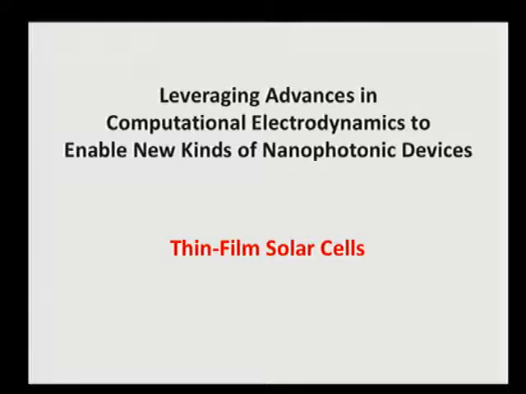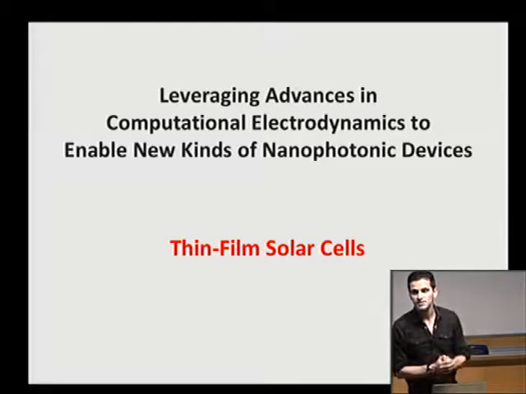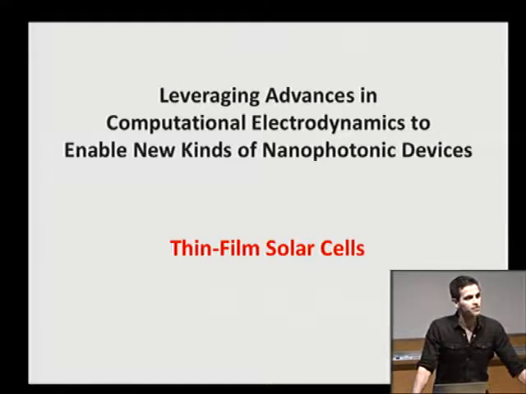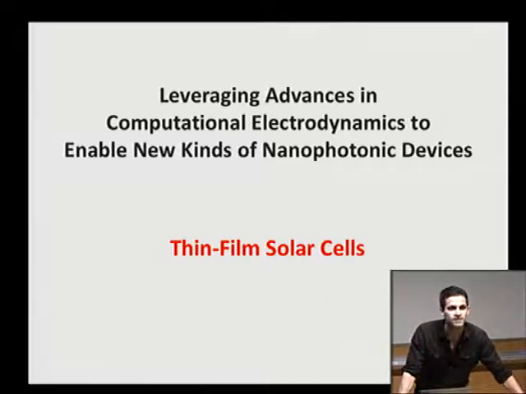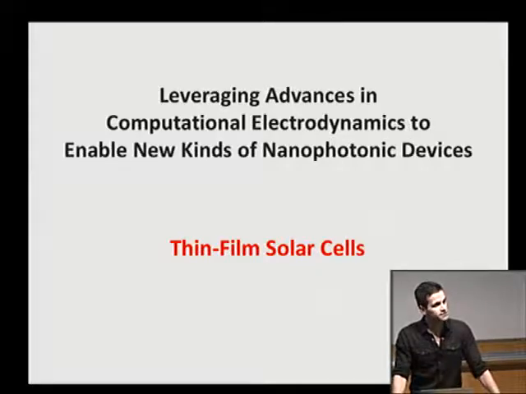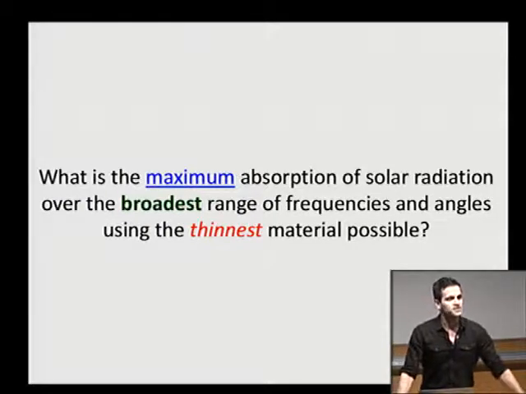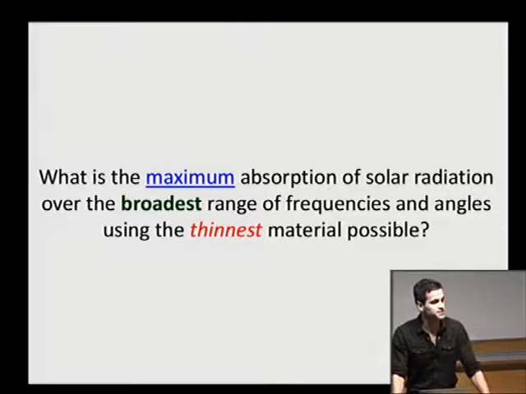Now I'd like to turn to the applications in nanophotonics that were enabled by leveraging MEEP, starting with thin-film solar cells. Given my time constraints, I'm not going to try and convince you why solar cells are an important technology for energy generation. From an optics and photonics perspective, the key function of a solar cell is to trap as much sunlight as possible, which therefore leads to the following question. What is the maximum amount of solar radiation over the broadest range of frequencies and angles using the thinnest material possible?